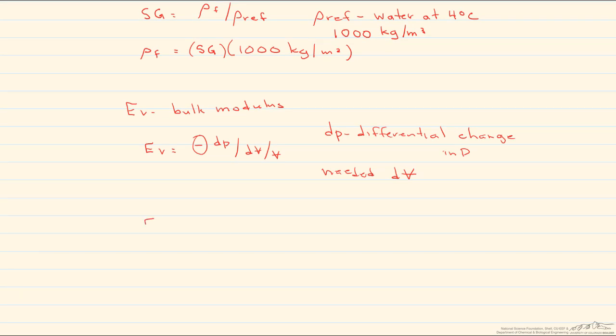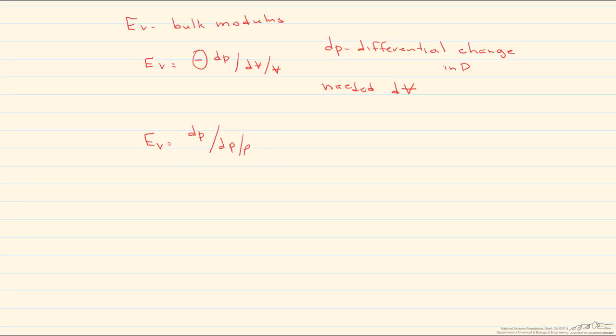We can also write this in terms of density. So here's this differential change in pressure that's needed to cause a differential change in density. So here the value is positive, since if you take a mass, which is defined as the density times the volume, if the volume decreases, the density must increase, the conservation of mass, and therefore this is going to be positive. So again, the bulk modulus is defined as the differential change in pressure needed to create a differential change in density.